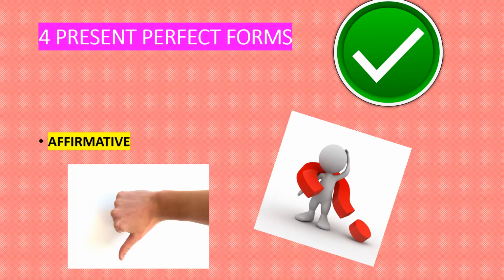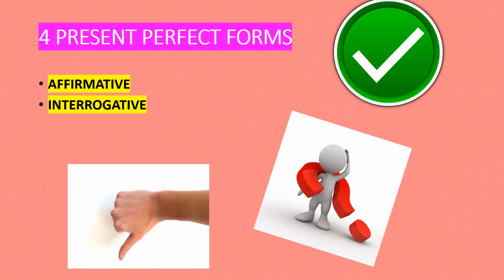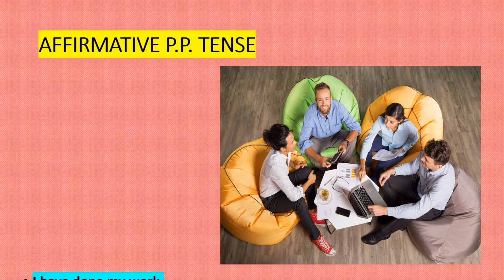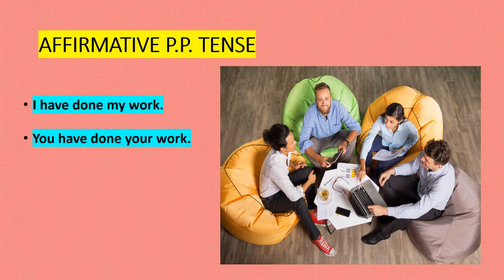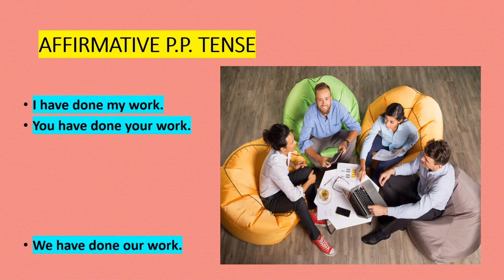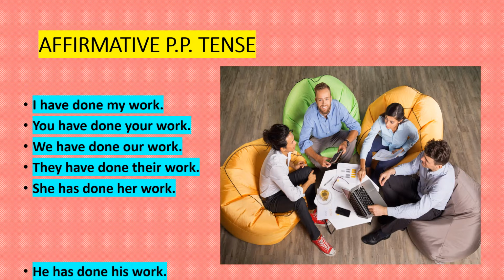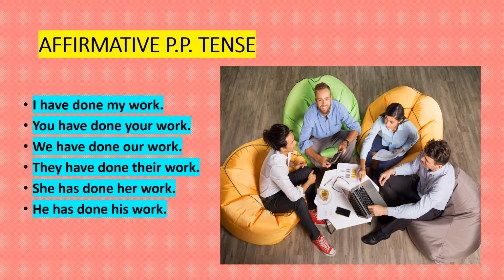So let's talk about the four present perfect forms. Again, affirmative, which is a sentence, interrogative is a question, negative sentence, and a negative with a question. Let's do a practice on the affirmative. I have done my work, you have done your work, we have done our work, they have done their work, she has done her work, he has done his work.